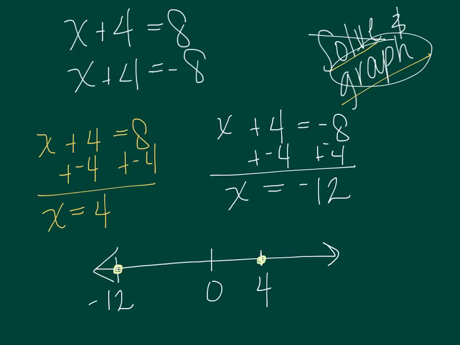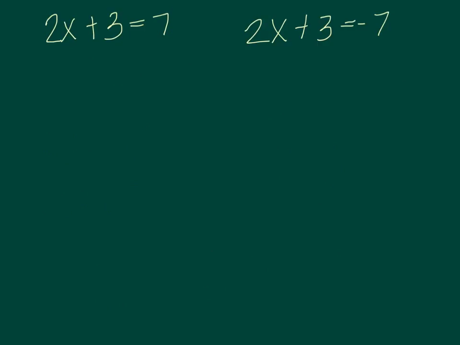on the number line. I would like for you to try the next one in your small group. You're going to solve and graph. So again, I want you to take 2x plus 3 equals 7 and 2x plus 3 equals negative 7. I want you to solve them in your small group and then graph them. So go ahead and pause the video and take 2 minutes to do that.